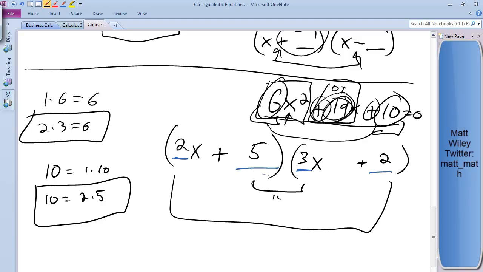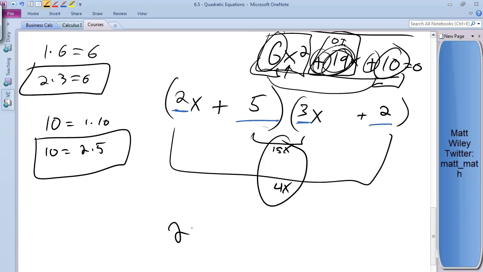That gives me, for my inside part, 15x, and for my outer multiplication, that O part of FOIL, it gives me 4x. And it's these two that add together to give me 19. So my final answer here would be 2x plus 5 times 3x plus 2.